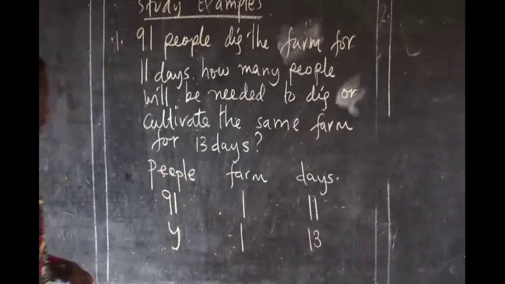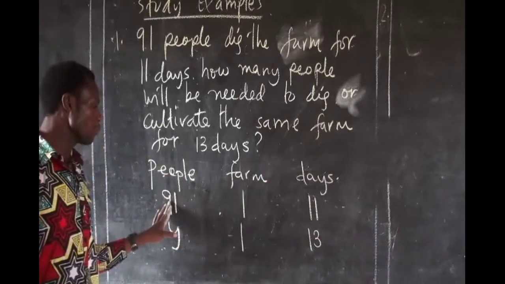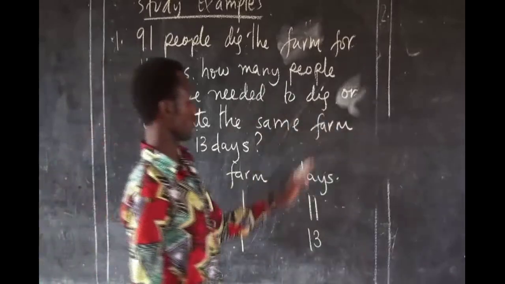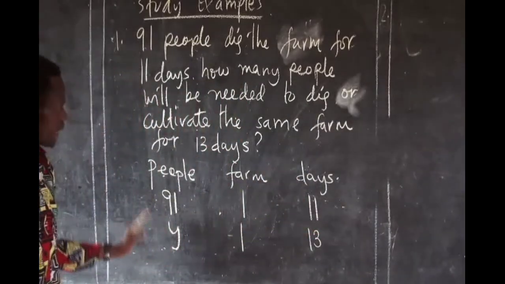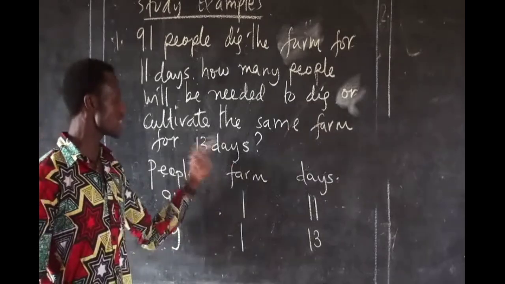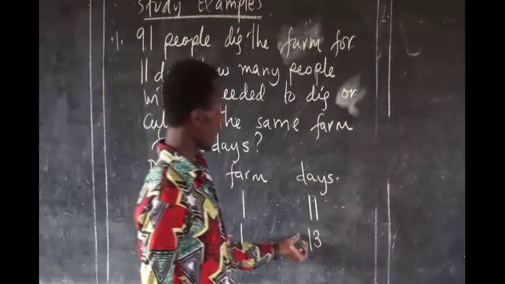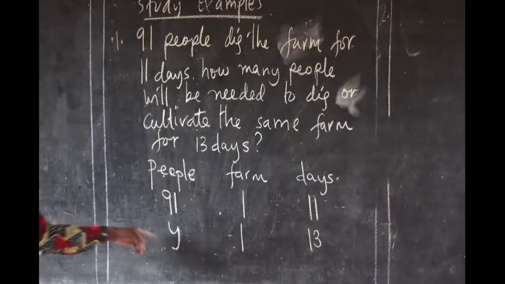I read again. We just have people, farm and days. 91 people cultivated a single farm for 11 days. How many people will be needed to cultivate the same farm, that is single farm, for 13 days? So, this is how we have written.